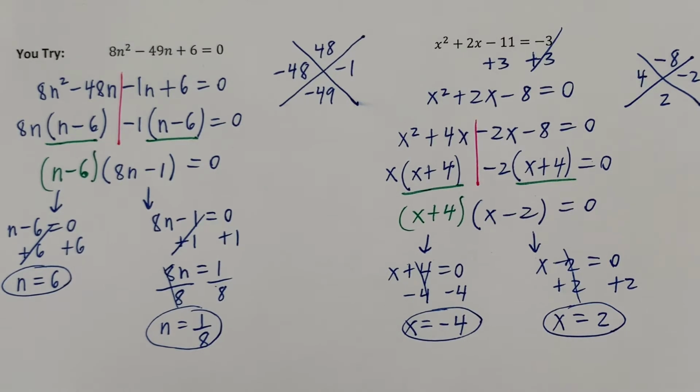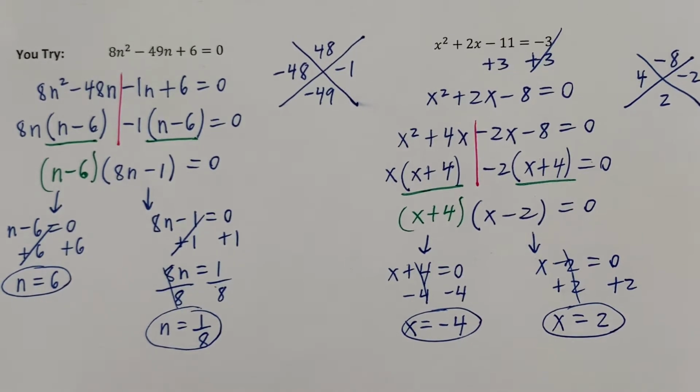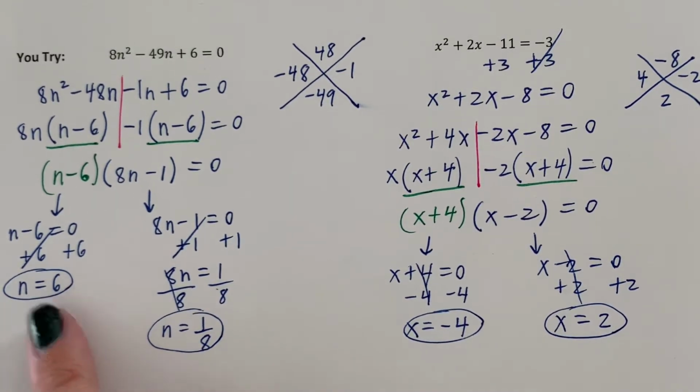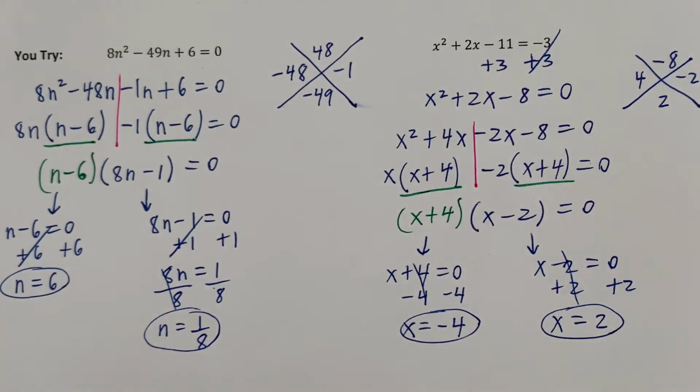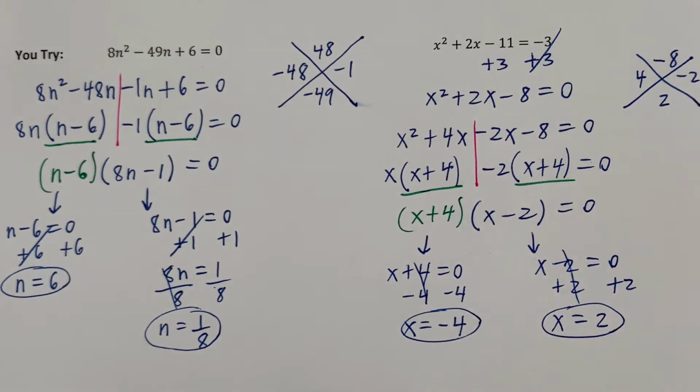All right, here you can check the u-tries. On both of these, there was not a GCF we could pull out right away for step 1. So right away, we were starting with our X method. So you could get 4 terms and then factor by grouping. Then once you know your 2 factors, you're setting each factor equal to 0. So on the first one, my solutions to solve the equation are 6 and 1/8. And on the second u-try, I got negative 4 and 2.